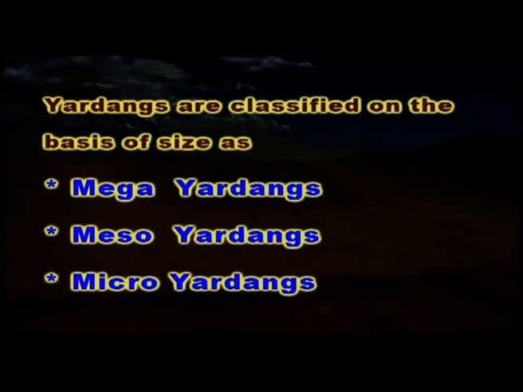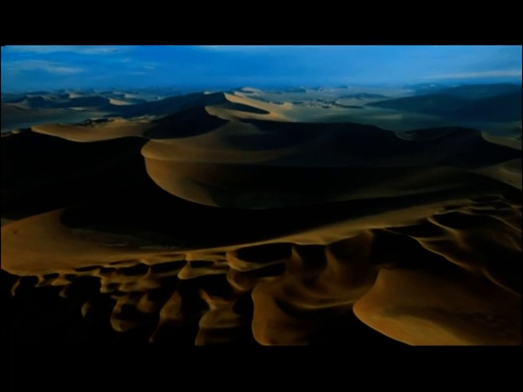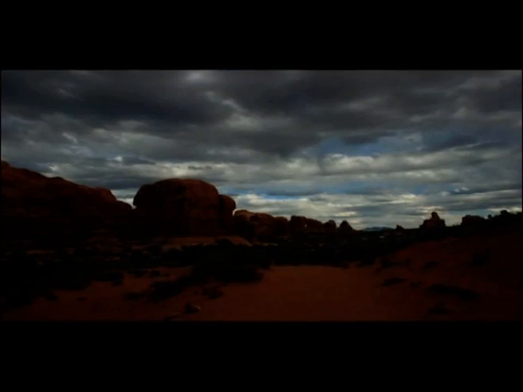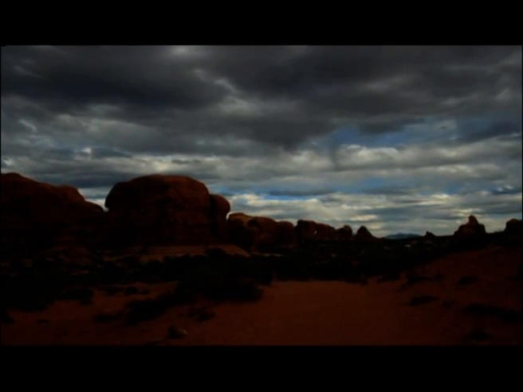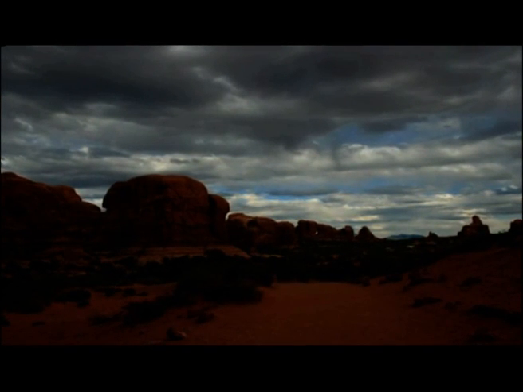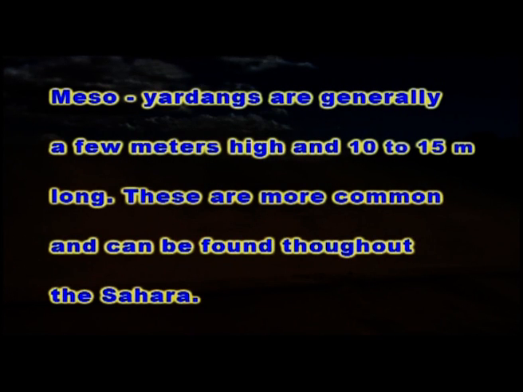Yardangs are classified on the basis of size as mega yardangs, meso yardangs and micro yardangs. Mega yardangs can be of several kilometers long and hundreds of meters high. A large concentration of mega yardangs is found near the Tibesti mountains in the central Sahara. Meso yardangs are generally a few meters high and 10 to 15 meters long.